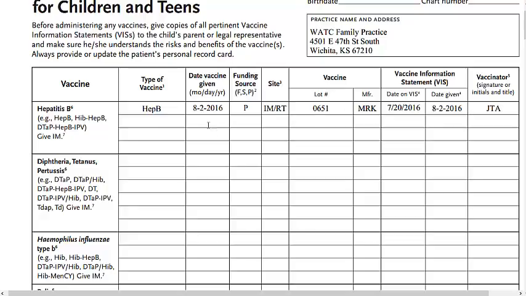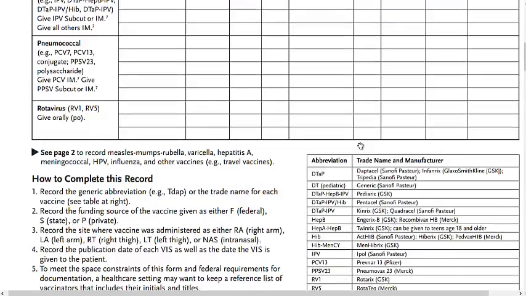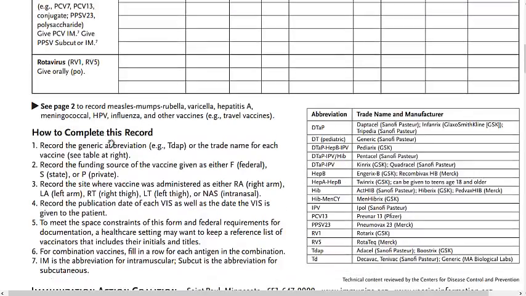Now, if you forget what goes into each one of these boxes, you can see we have little footnotes here. We have type of vaccines 1, here we have the funding source 2, and that's because down here at the bottom of both page 1 and page 2 are the instructions on how to record. So if you forget, then it's right here. Over here, this tells you what the abbreviations are, and it also gives you the trade name and the manufacturer for each one of those.